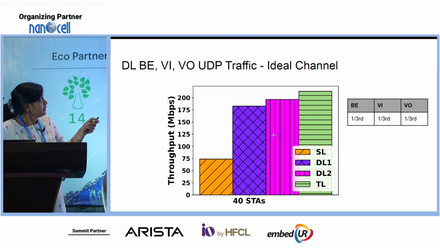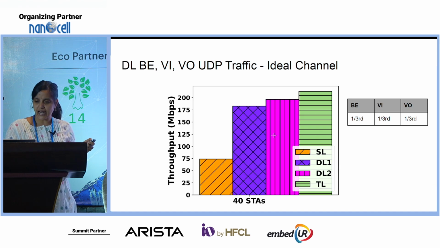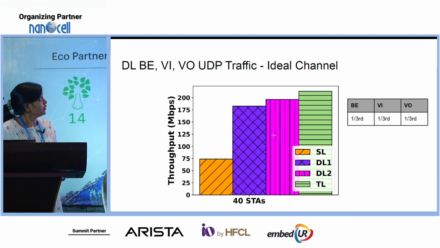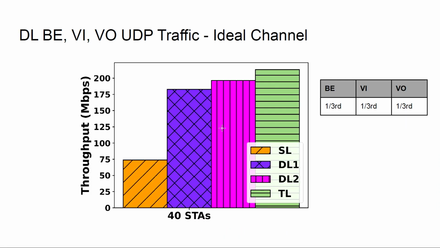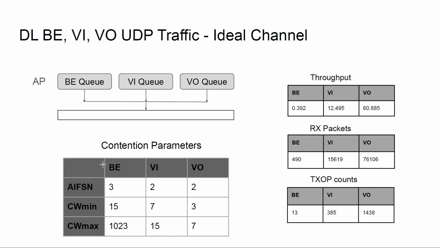Now I introduce some complexity. It is still completely downlink. In the earlier case I had only one access category, which was best effort. Now I introduce best effort, voice and video. It is still downlink, and this is UDP traffic. I see that the throughput has increased in multiple links, but if you look closely it is about 75 Mbps over here, which is much less than the offered load. This is because now I have 3 different access categories, and these 3 access categories have different contention parameters.